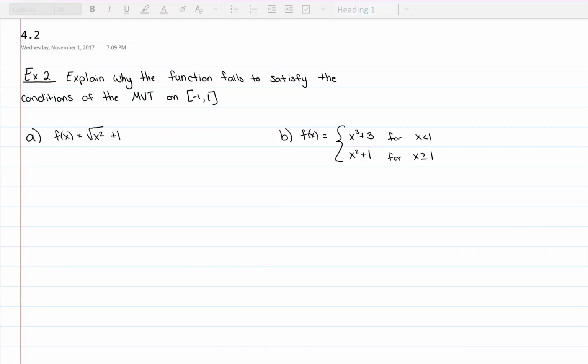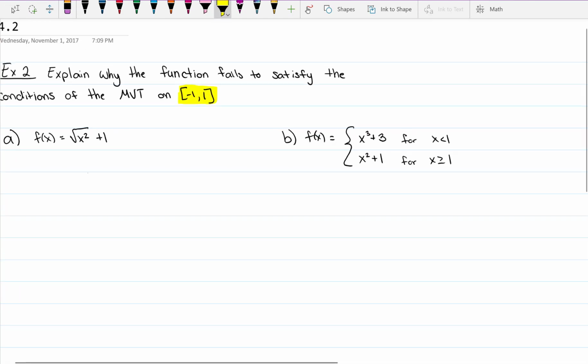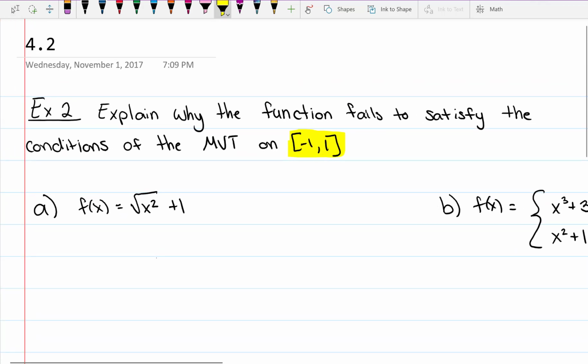Example 2. Explain why the function fails to satisfy the conditions of the mean value theorem on the closed interval -1, 1. So what we're going to be doing in these two examples is explaining why, or if, the mean value theorem fails, and if it does, why it fails. Let's first notice one thing right off the bat: we do have a closed interval. On the interval of -1 to 1, it is closed.